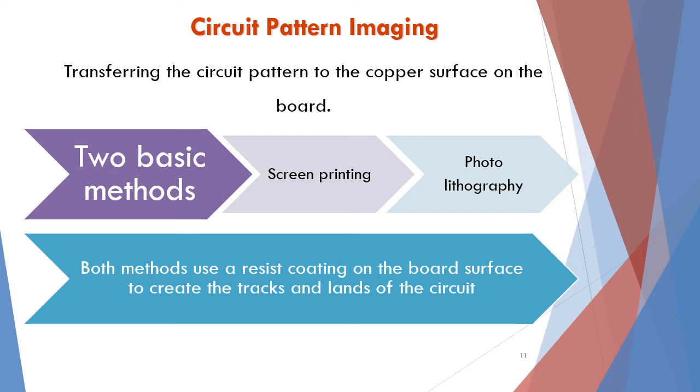Photolithography we already saw, and screen printing we also already covered in the IC fabrication. So you can go back and revise that process. Both methods use resist coating on the board surface, to create the tracks and lines of the circuit.